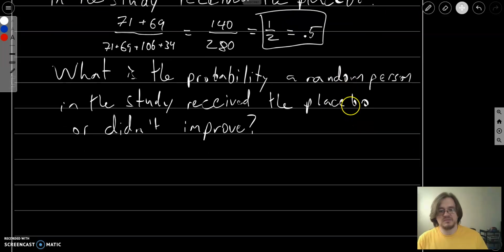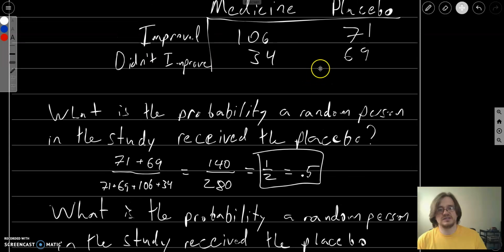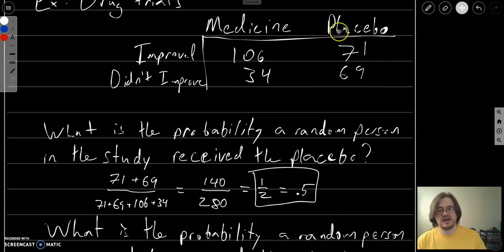Now let's look at what's the probability that a random person in the study received the placebo or didn't improve. Okay, so now we have to count, okay, how many people received the placebo and how many people didn't improve. When it's arranged in a square like this, this is going to be a lot easier. So this is a helpful trick when solving some questions. So how many people received the placebo? Well, we already counted that before.